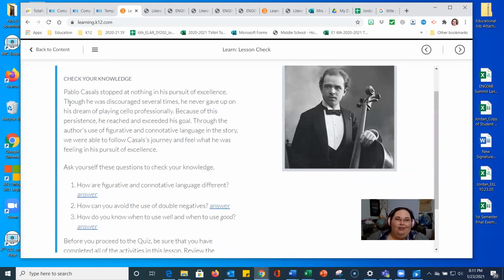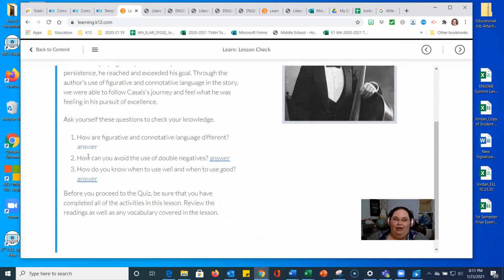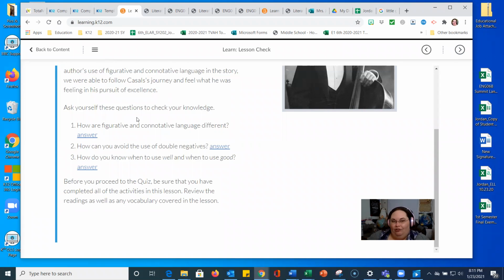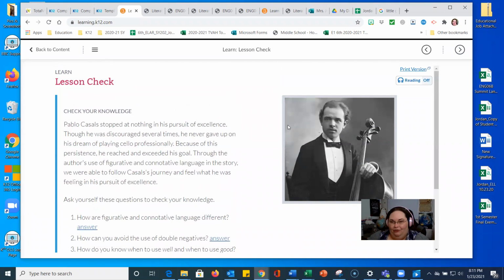Lesson check. Check your knowledge. Pablo Casals stopped at nothing in his pursuit of excellence. Though he was discouraged several times, he never gave up on his dream of playing cello professionally. Because of his persistence, he reached and exceeded his goal. Through the author's use of figurative and connotative language in the story, we were able to follow Casals' journey and feel what he was feeling in his pursuit of excellence. Ask yourself these questions to check your knowledge. By the way, this is a picture of him right there.